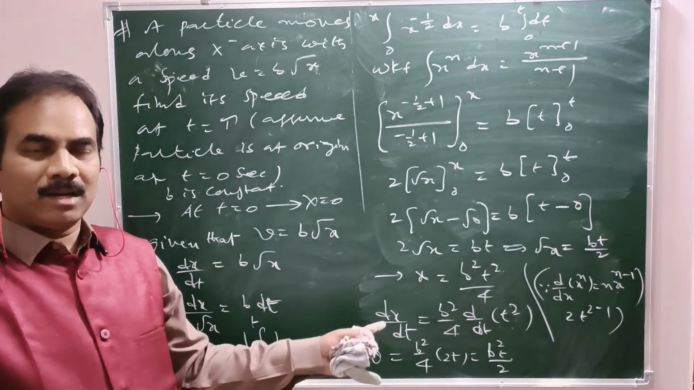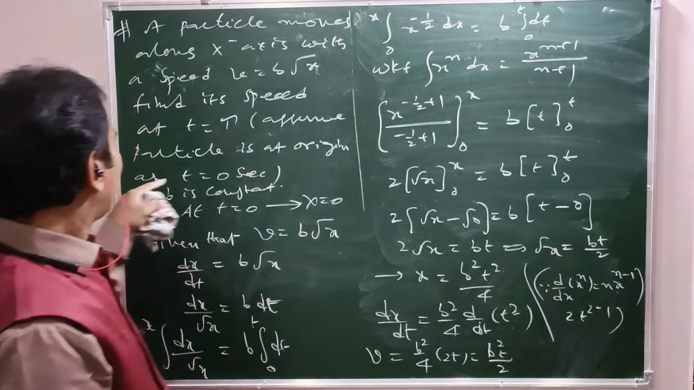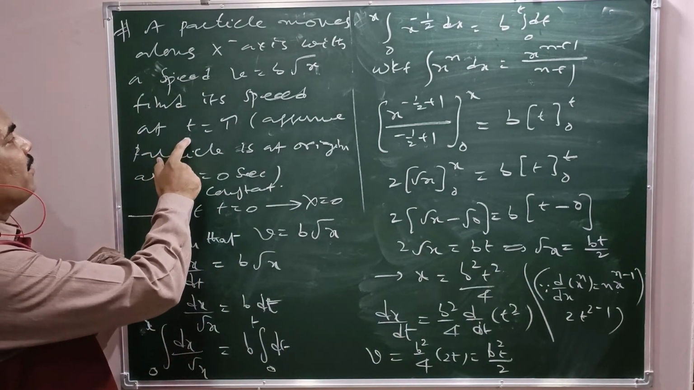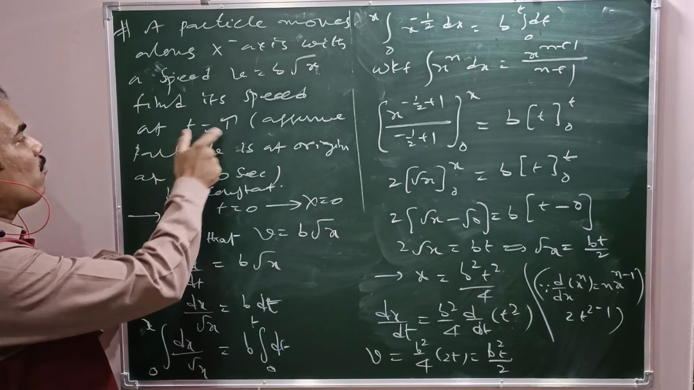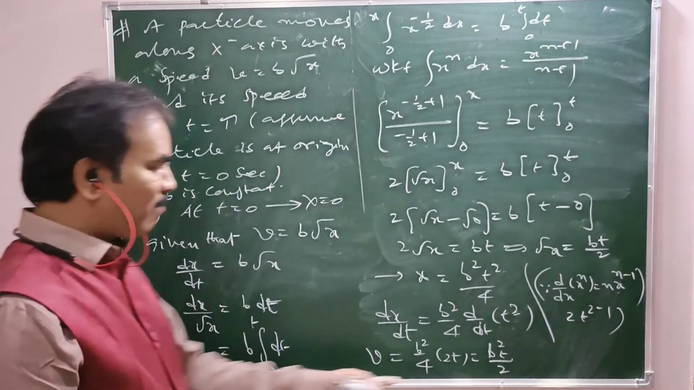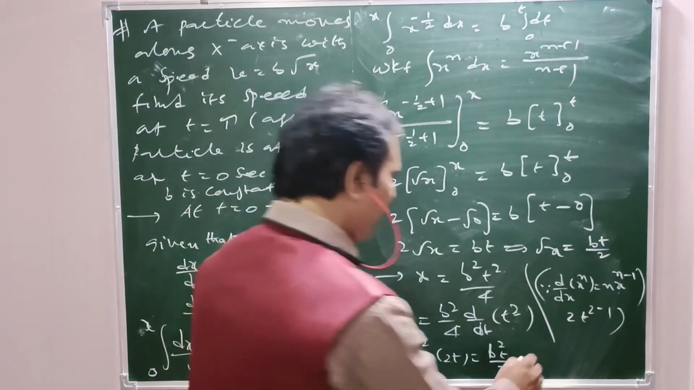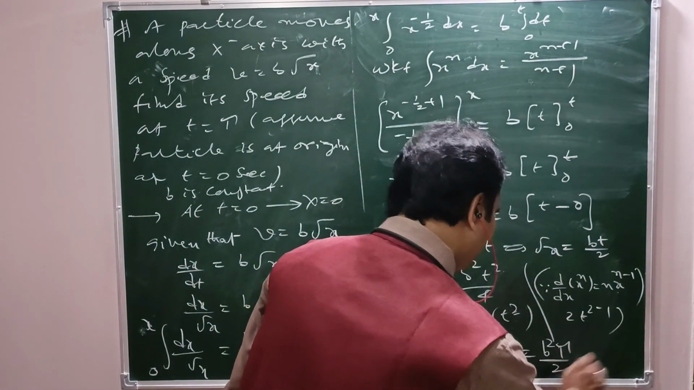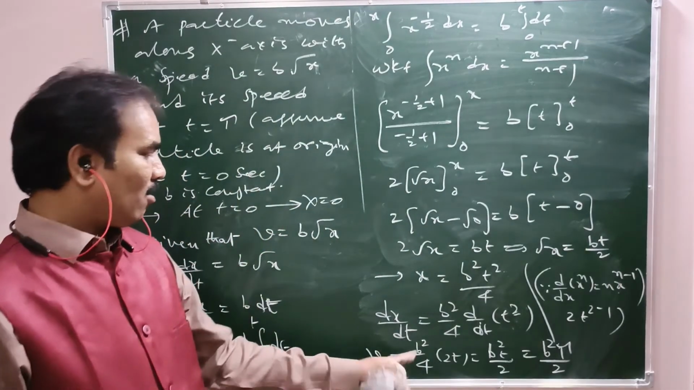Now replace t by writing tau, because the question is to find the speed of the particle at time t equal to tau. T equal to tau means replace t by tau. That implies b square tau by 2. This is the ultimate answer.